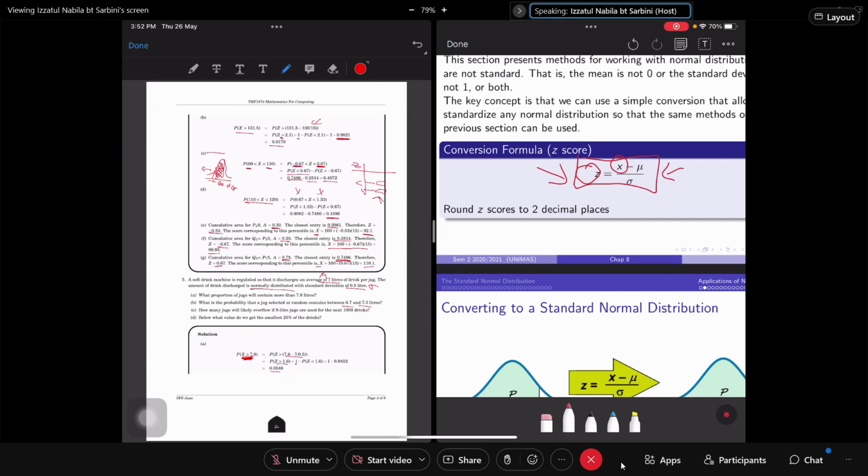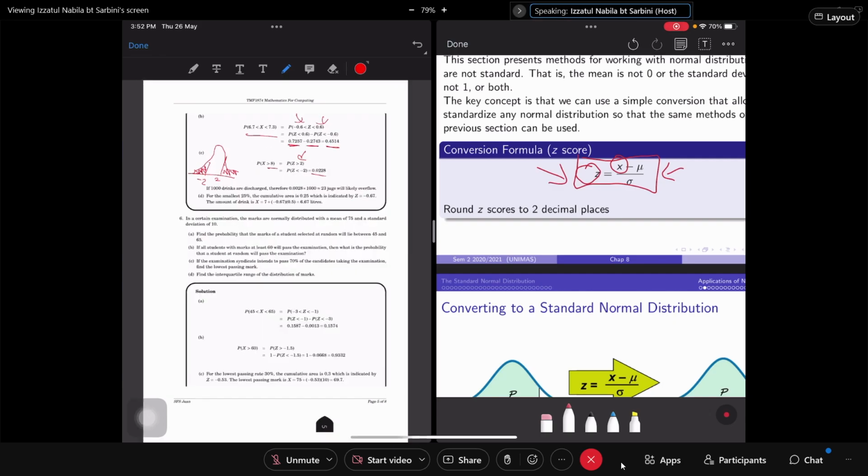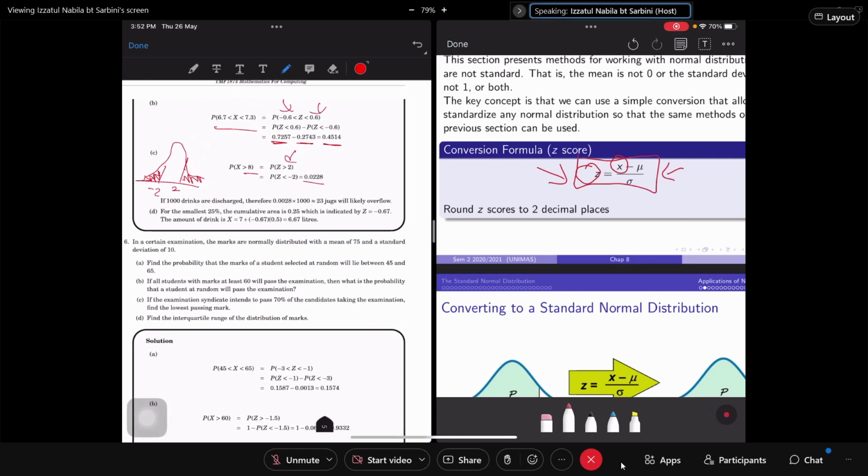And for D, below what value do we get the smallest 25% of drink? So for the smallest 25% of drink, the probability will be 25%. So the cumulative area is 0.25. Refer to the body of the table and see what's the value for Z. So the value for Z is negative 0.67. So you get it like the previous question. So you have the Z. Now you want to calculate the X. So still using the conversion formula, you will get 6.67 liters. Okay, that is question 7.